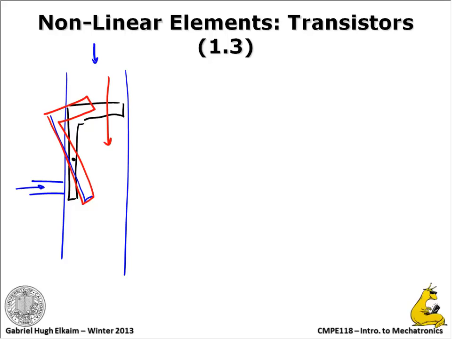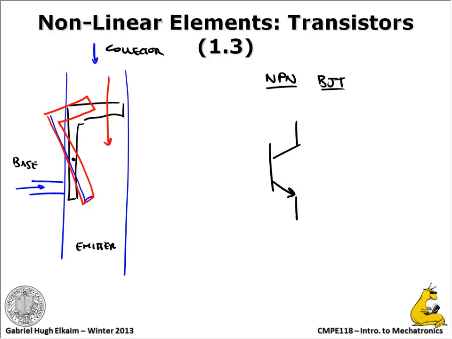So this would be the base, this would be the collector, and this would be the emitter. And this is an NPN bipolar junction transistor. And what it looks like, how we draw it, is this. So again, this is the collector. This is the emitter. And this is the base.